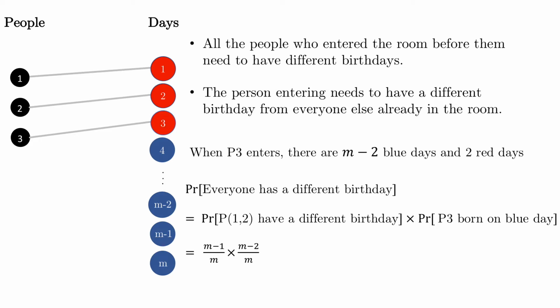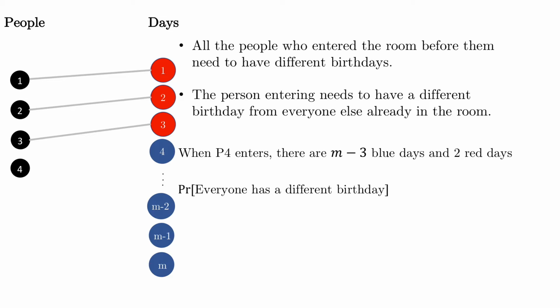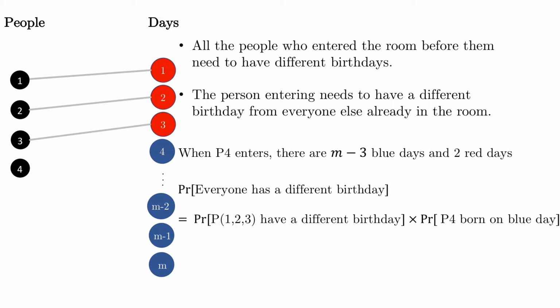Now suppose a fourth person walks into the room. The probability that everyone has a different birthday using these principles is: if 3 people, person 1, person 2, and person 3 have different birthdays, and person 4 is born on a day that none of them were born on, or person 4 was born on a blue day. Now we can write the probability that 3 people have a different birthday as probability of A_3, since people arrive uniformly and independently at random. And the probability that person 4 was born on a blue day is (m-3)/m.